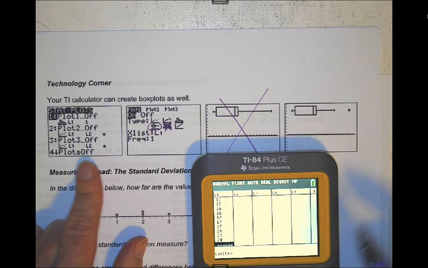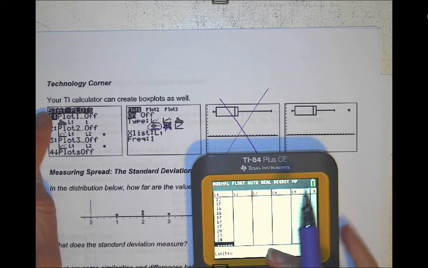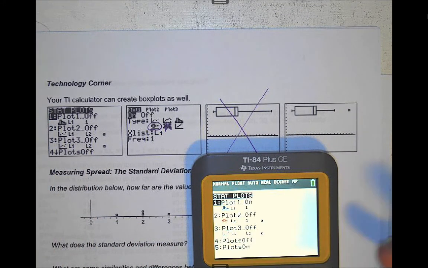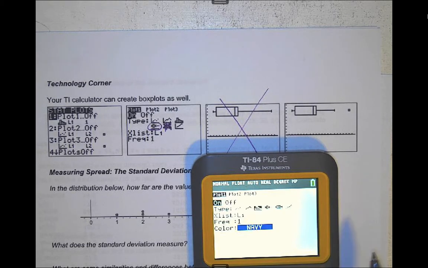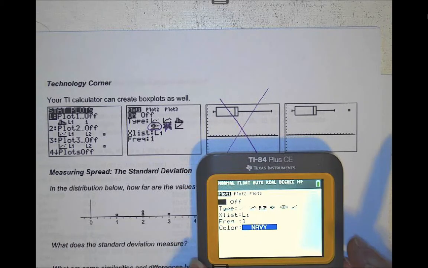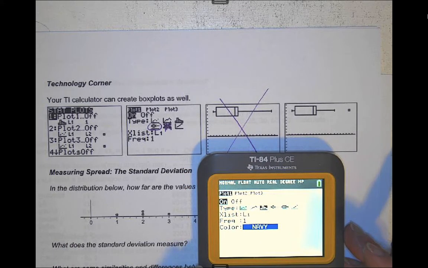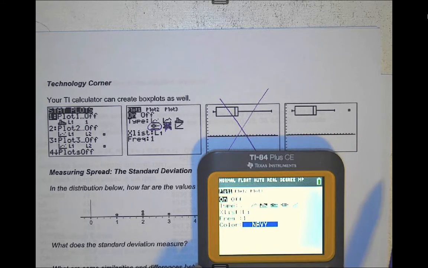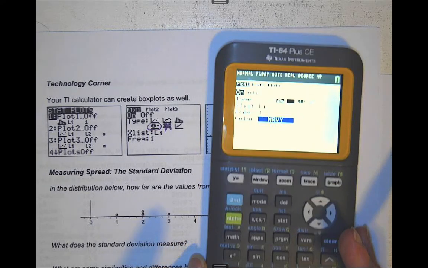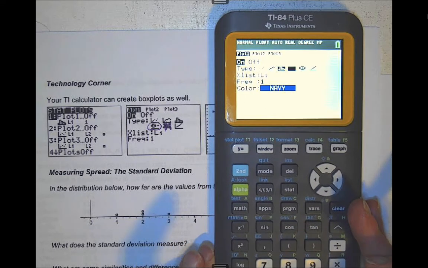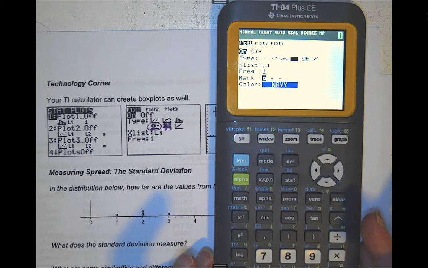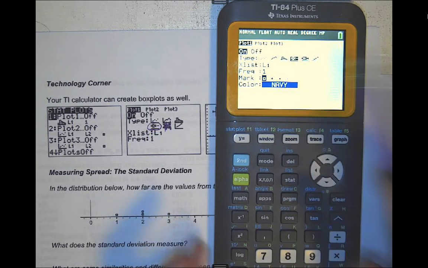When I'm back here on my calculator, I'm going to go to second Y equals. Again, this is where our stat plot is. We've seen this before when we made our histogram. I'm going to turn it on. I'm going to go over to the box plot that has the dots with it, so it's the fourth choice. Press enter to put that black box around there.